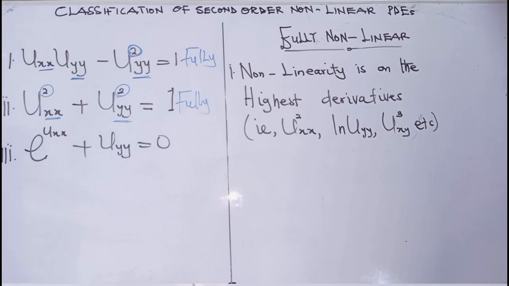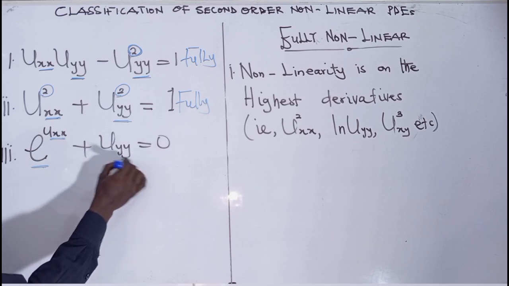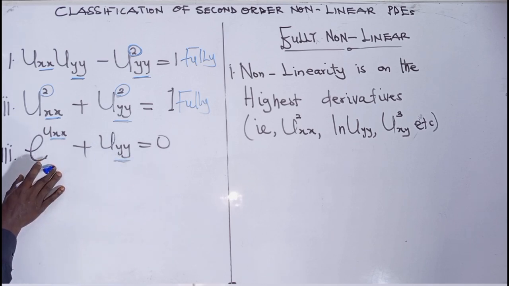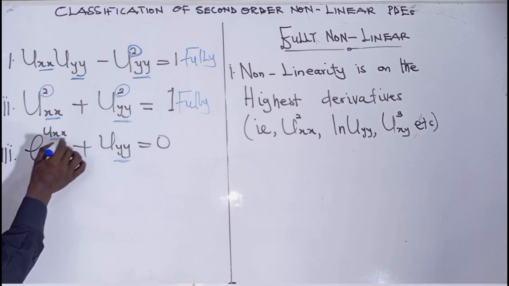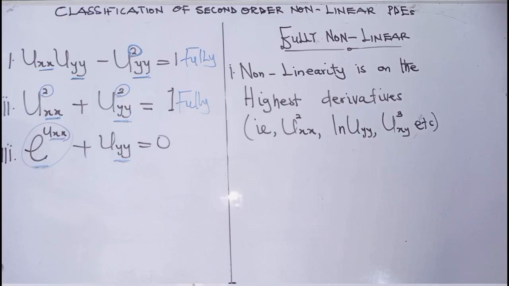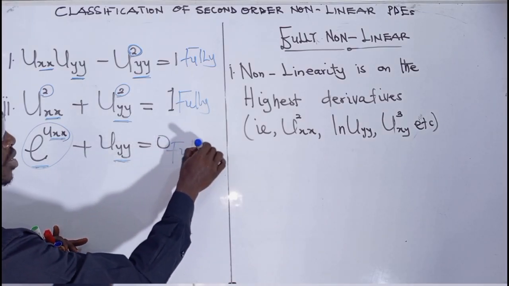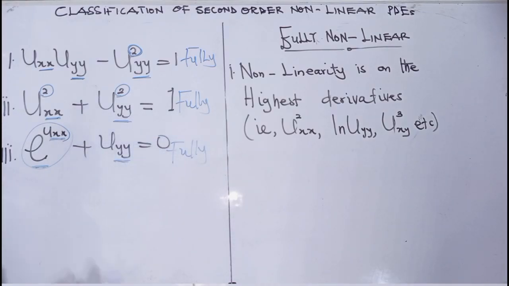Now the last one. You can see that we have a transcendental function on the highest derivative. This one is linear, but with this one it is not, because this transcendental function on the highest derivative makes it nonlinear. And the type of nonlinear is what? Fully nonlinear, because the nonlinearity is on the highest derivative. Very, very easy and simple.